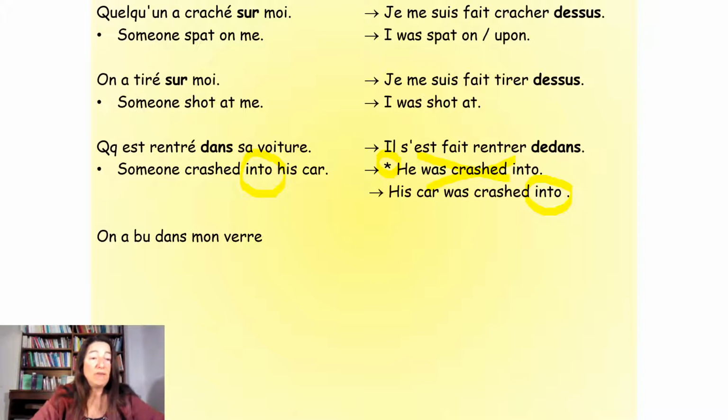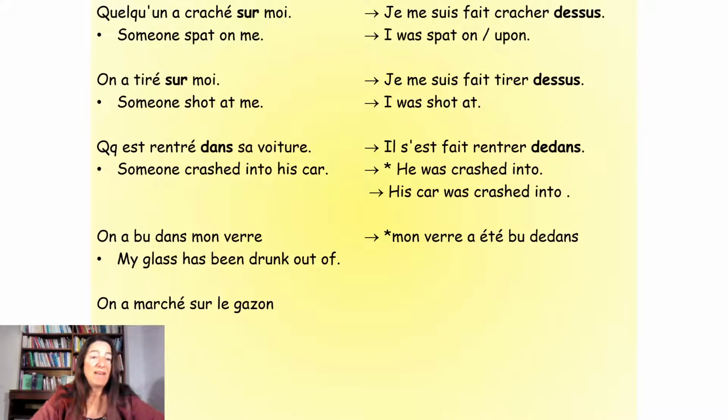On a bu dans mon verre. Est-ce que je peux dire, can I say, mon verre a été bu dedans? Well, that doesn't even work in French. Whereas in English, my glass has been drunk out of is absolutely correct. And again, make sure you use the preposition at the end of the passive voice sentence.